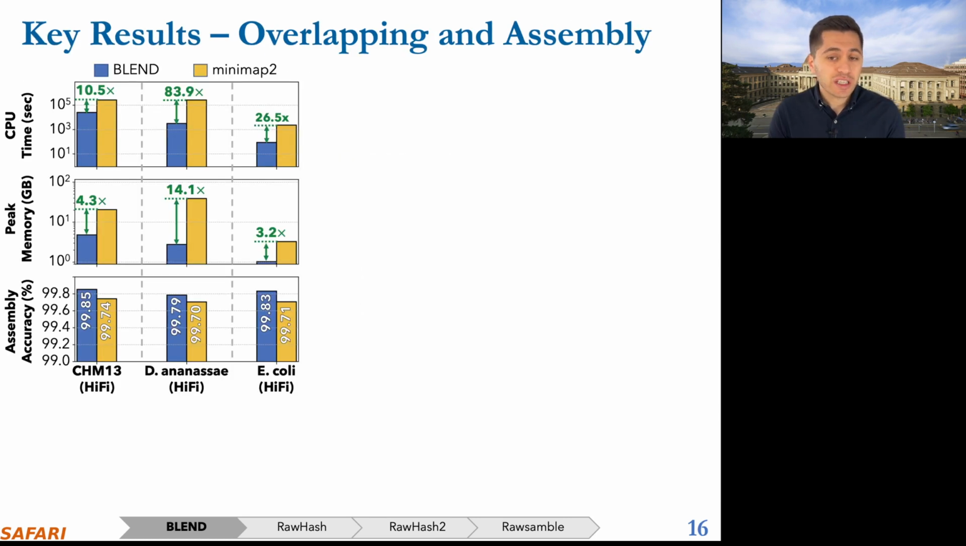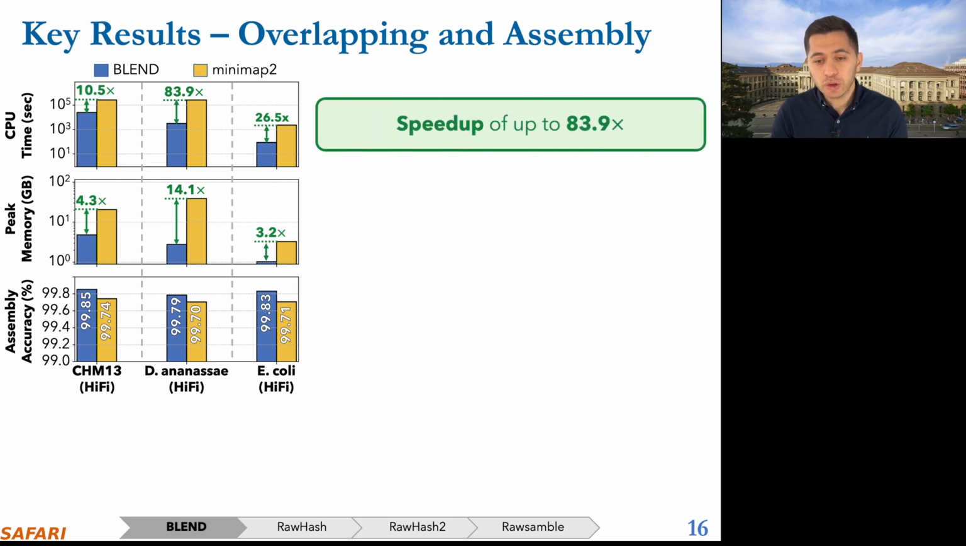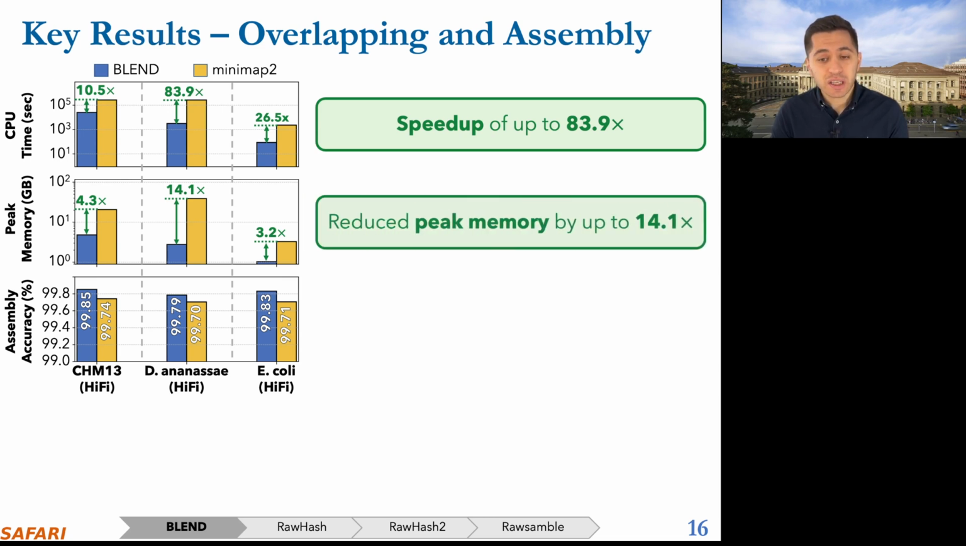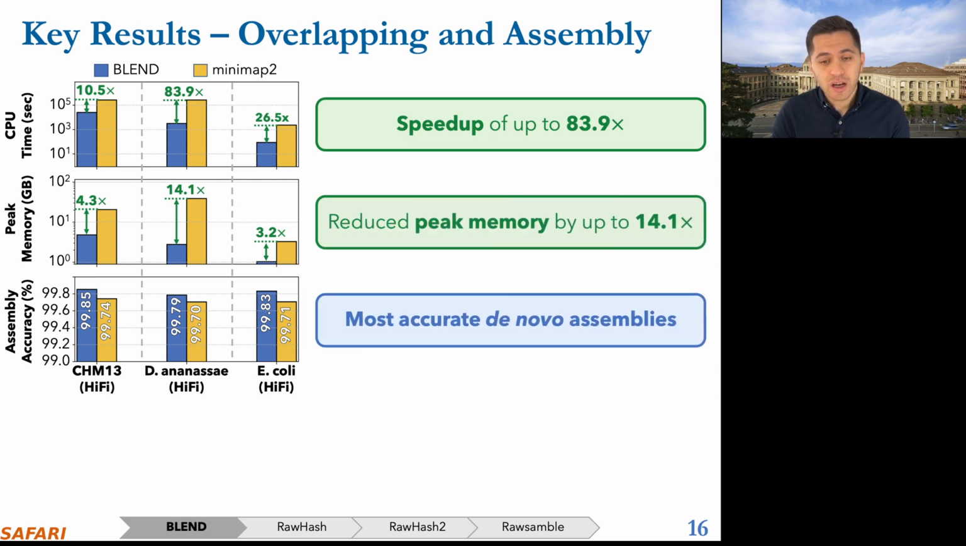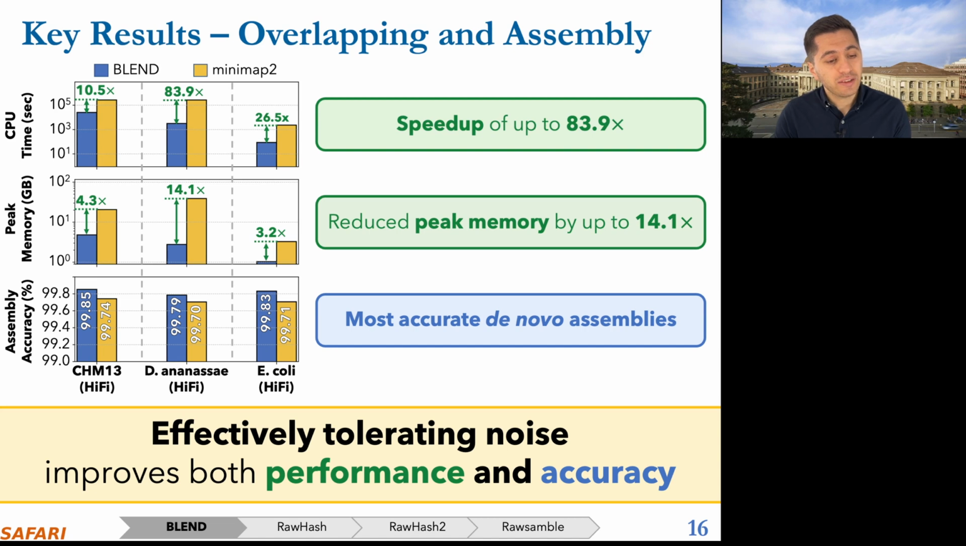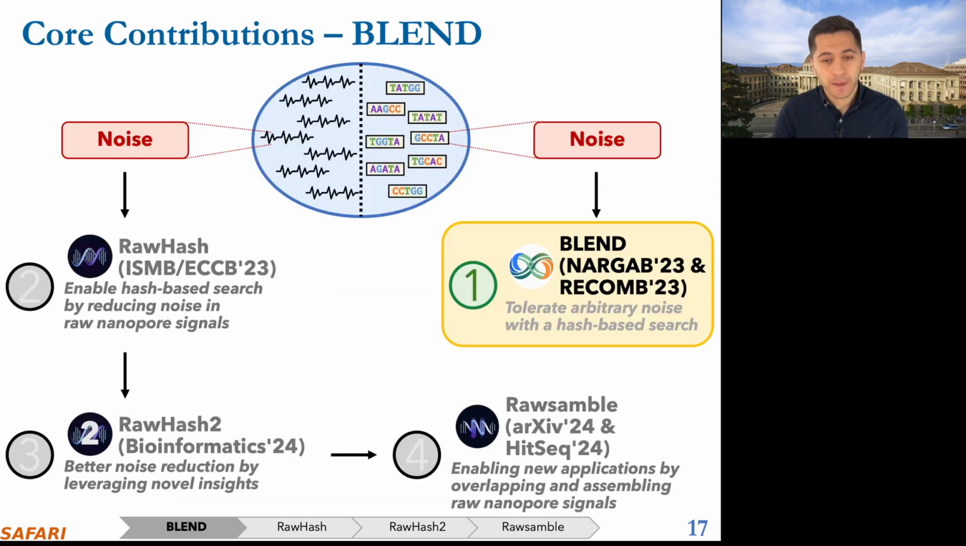These figures show CPU time, peak memory, and assembly accuracy when using highly accurate reads for overlapping. Compared to Minimap2, Blend provides a speedup of up to 84 times, reduces peak memory requirements by 14 times, while providing the most accurate assemblies generated from the overlaps identified by Blend. We conclude that effectively tolerating noise improves both performance and accuracy. This concludes our first contribution, Blend.